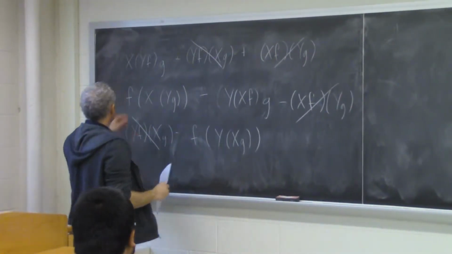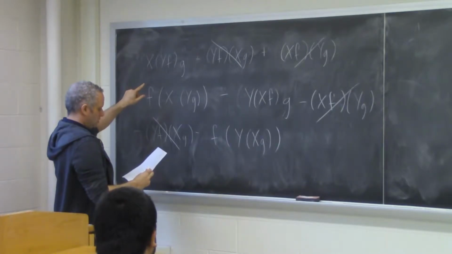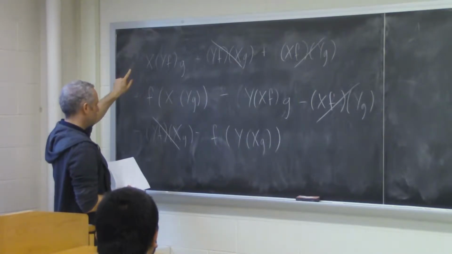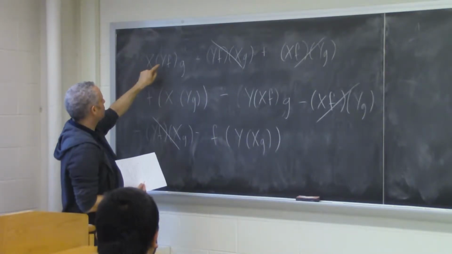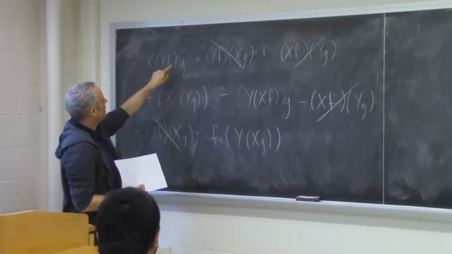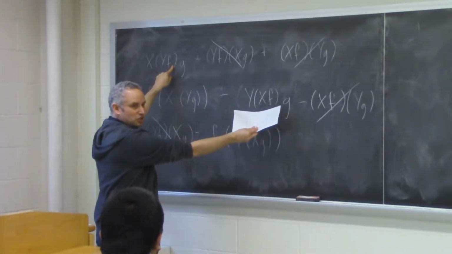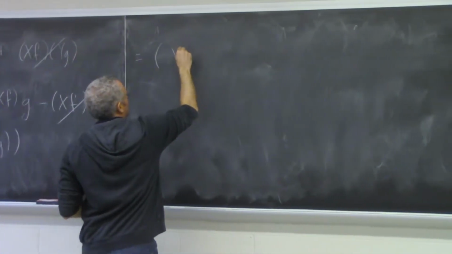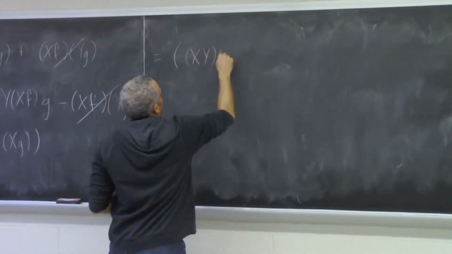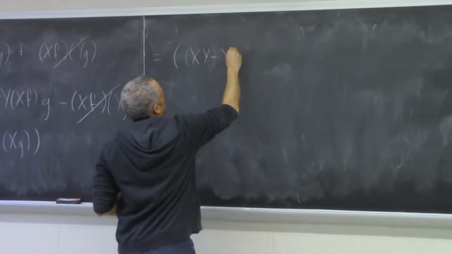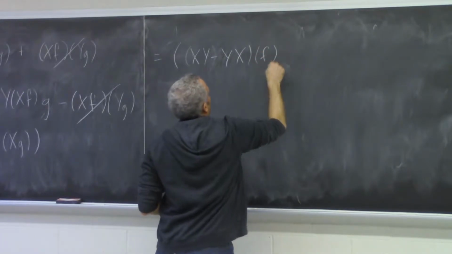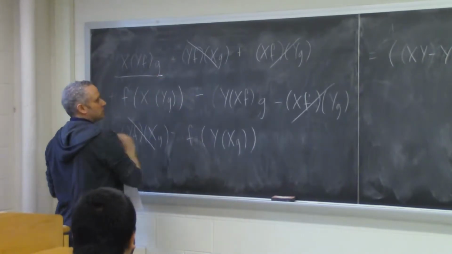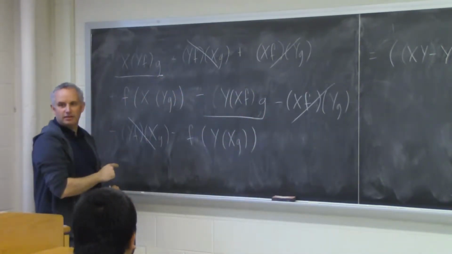In the following way. So what is acting on g here? Where's g? All right, so we have xy acting on f minus yx acting on f times g. Okay, so we can write that as xy minus yx f times g, right? So I just took this term and this term and wrote them like that.